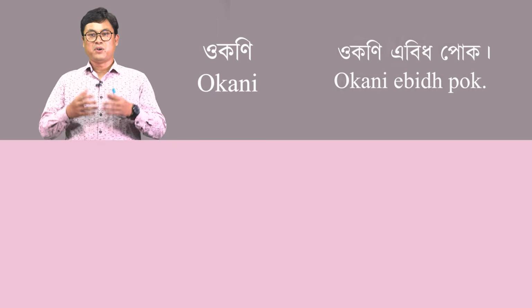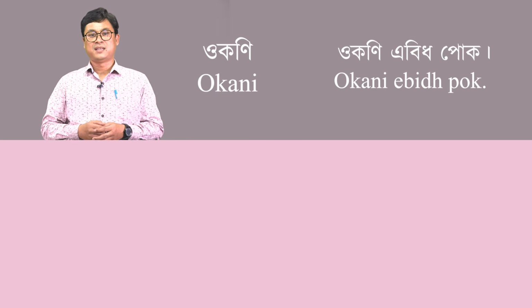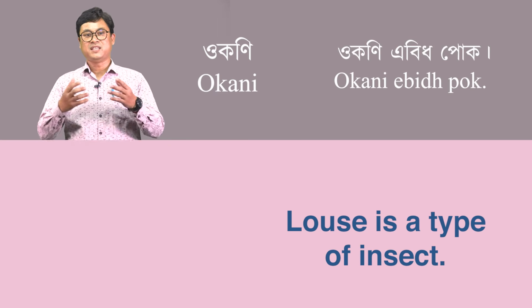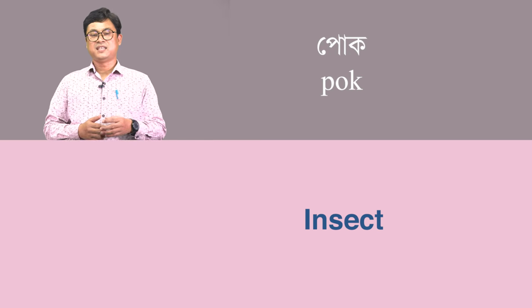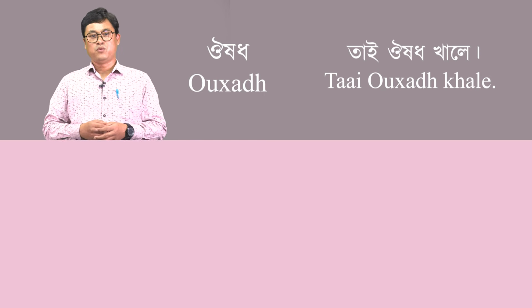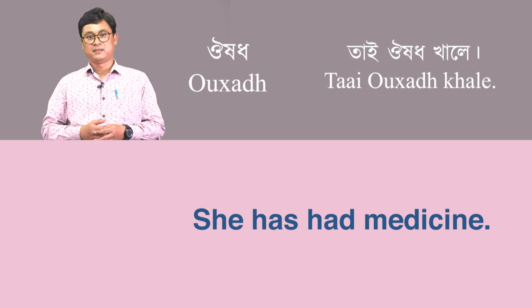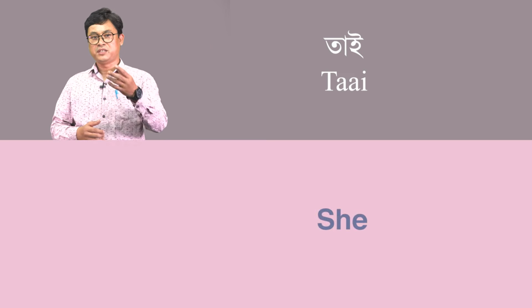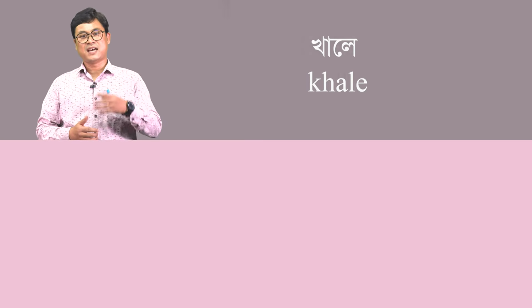Ukoni, ukoni ekhon puk, means louse is a type of insect. Here, puk means insect. Ukhot, tai ukhot khale, which means she has had medicine. Here, tai means she, kha means eat, and khale means has eaten. Until now, we have come across many words, phrases, and simple sentences that are used in our daily lives. Let us move to the Assamese consonant letters to make simple words using them.